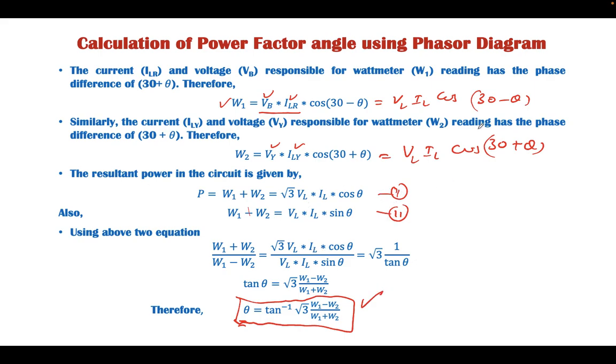Now, the readings of these two wattmeters are influenced by the variation of the angle theta. If theta is equal to 0, then W1 will be equal to W2. If theta is equal to 30 degrees, the reading of wattmeter W1 will be cos 0... wait, for the case of theta equal to 0, cos of 30 degrees gives W1 equal to root 3 by 2 VL IL. The reading of wattmeter 2 will be cos of 60 degrees, and cos of 60 degrees is 1 by 2 VL IL.